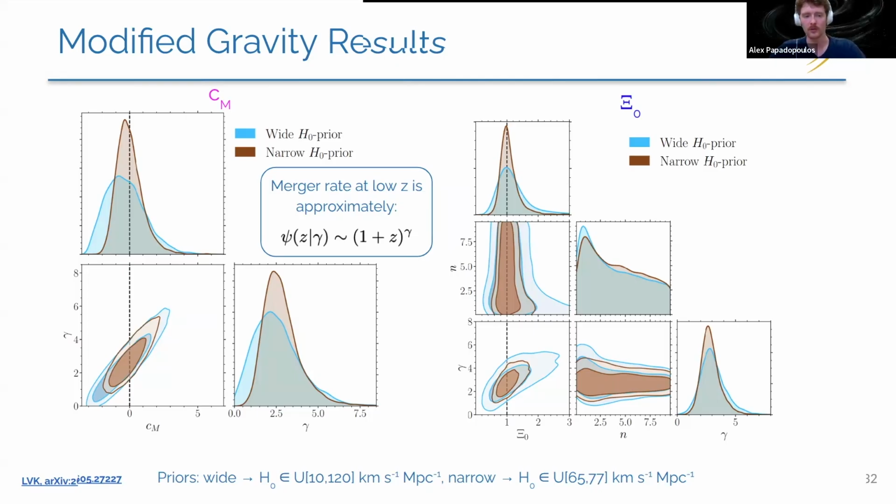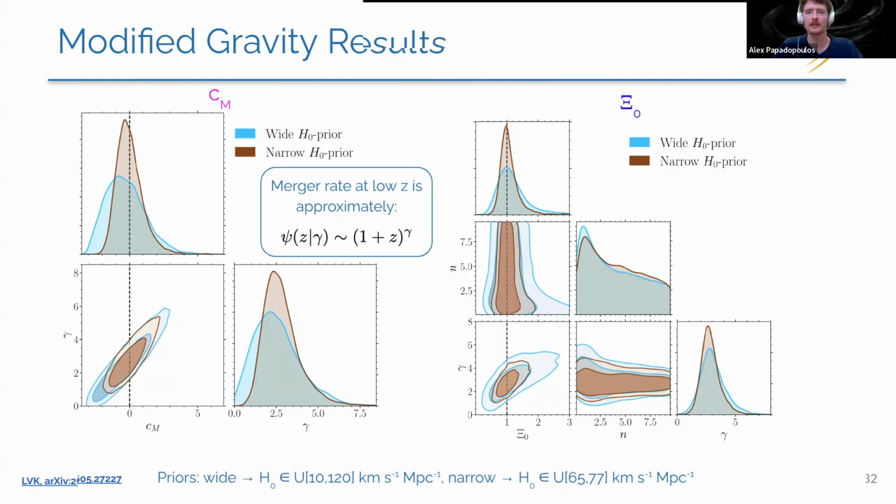So we have a couple of corner plots here, and these function much the same as the ones that we've seen before. Just a reminder that the merger rate at low redshift is basically fully described by this parameter gamma, which is what we have in this corner plot here. In both of these, the black dashed line is where we recover GR, and you can see that in all cases we are in complete agreement with GR, and that also we see this quite strong correlation between the propagation parameters, Cm and gamma, and then also between psi naught and gamma.